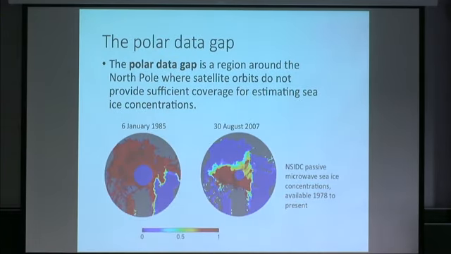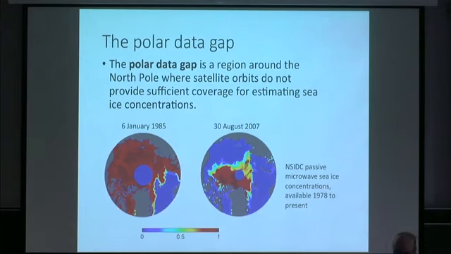All right, so here's the polar data gap. It's the region around the North Pole where satellite orbits do not allow sufficient coverage to estimate sea ice concentrations. And this gap has changed size over the record. We have a 40-year record going back to October 1978. Early in that record, the hole was quite large, exceeding 600 kilometers in radius, shown in this example from January 1985. For most of the record, the middle portion of it, the hole or gap had a radius around 300 kilometers, as shown on the right, and then just recently it's been reduced down to tens of kilometers. But most of the record looks like the example that I'll focus on here today.